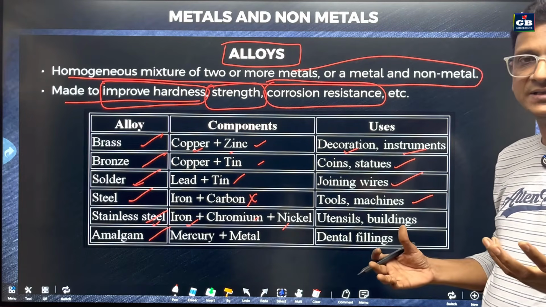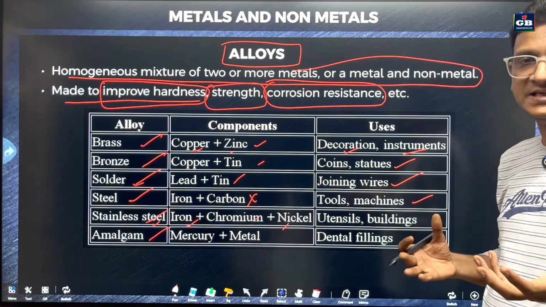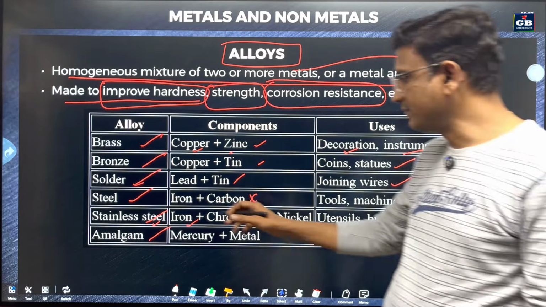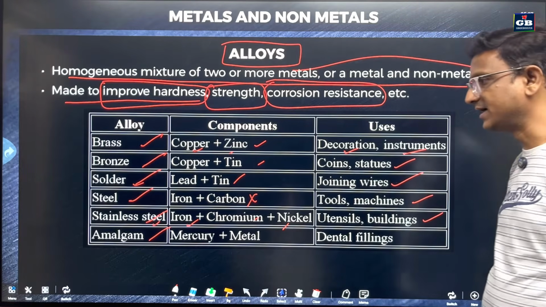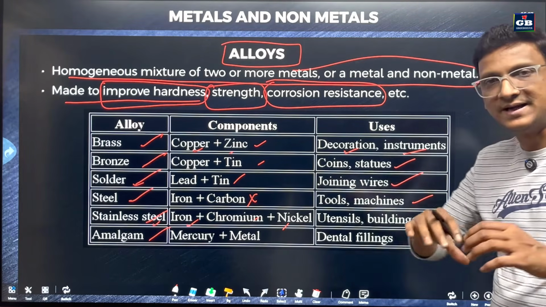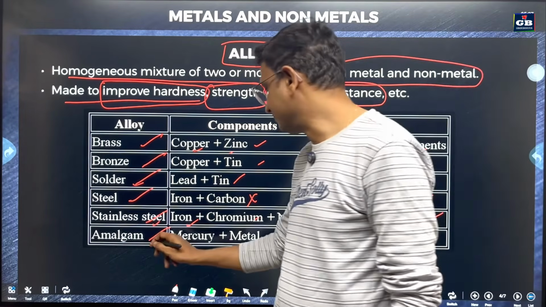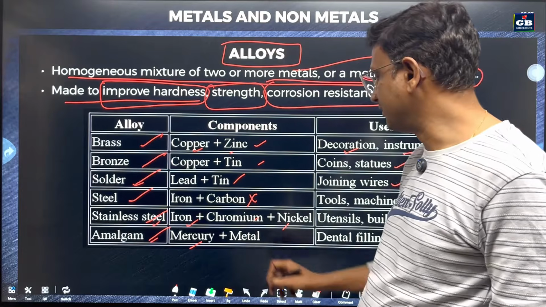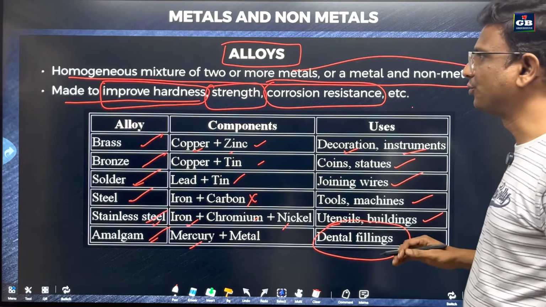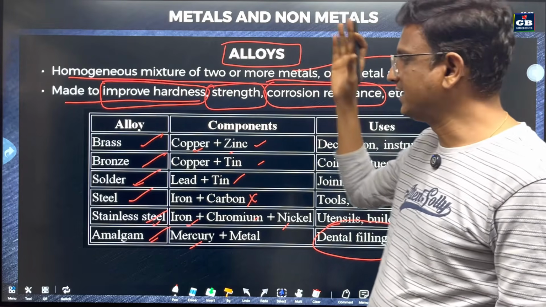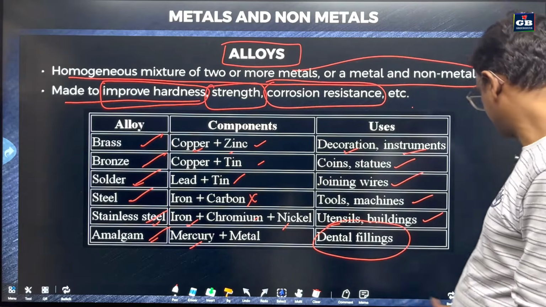Our utensils, cookware and kitchenware are made out of stainless steel. That is made by mixing iron, chromium and nickel. So utensils and buildings, for that stainless steel is used. In buildings also the railings are made out of stainless steel, right? Next, amalgam. It is made by mixing mercury and some metal, and it is used for dental filling. So these are all the different alloys and their components and their uses, right?